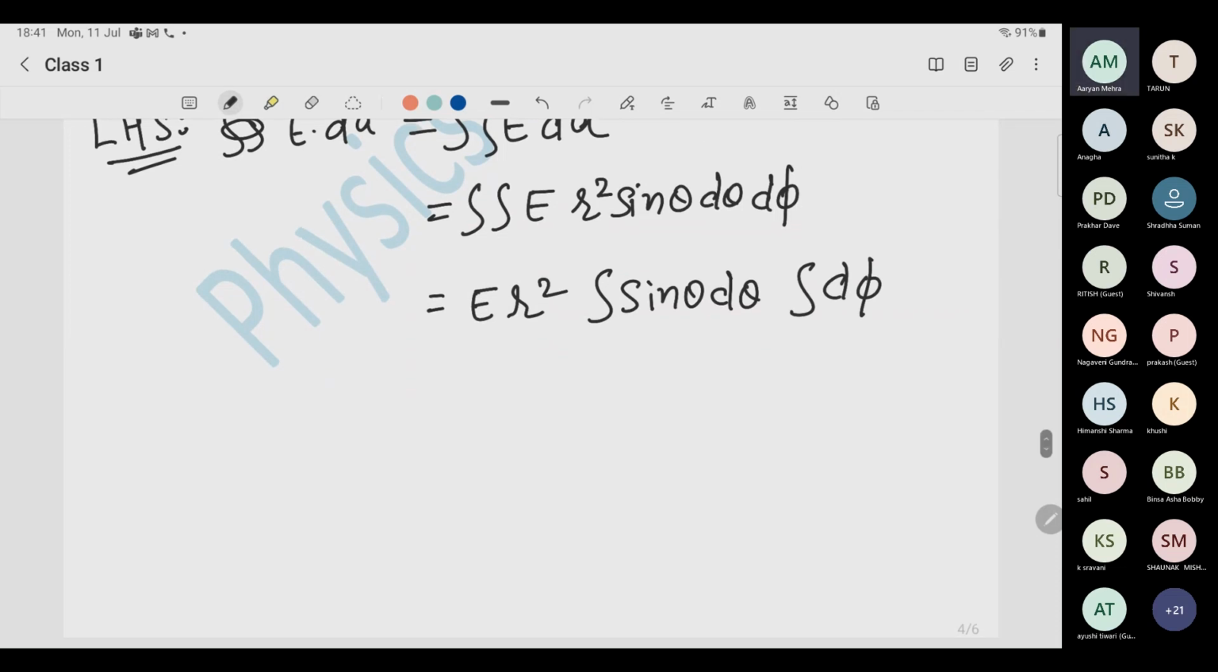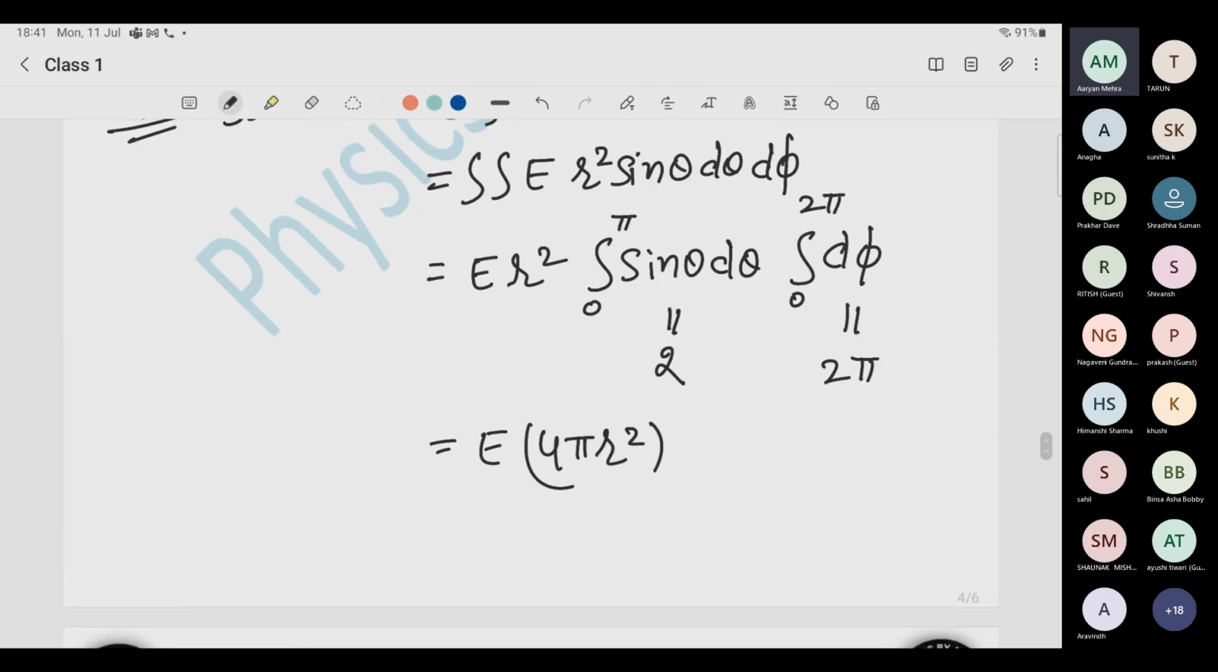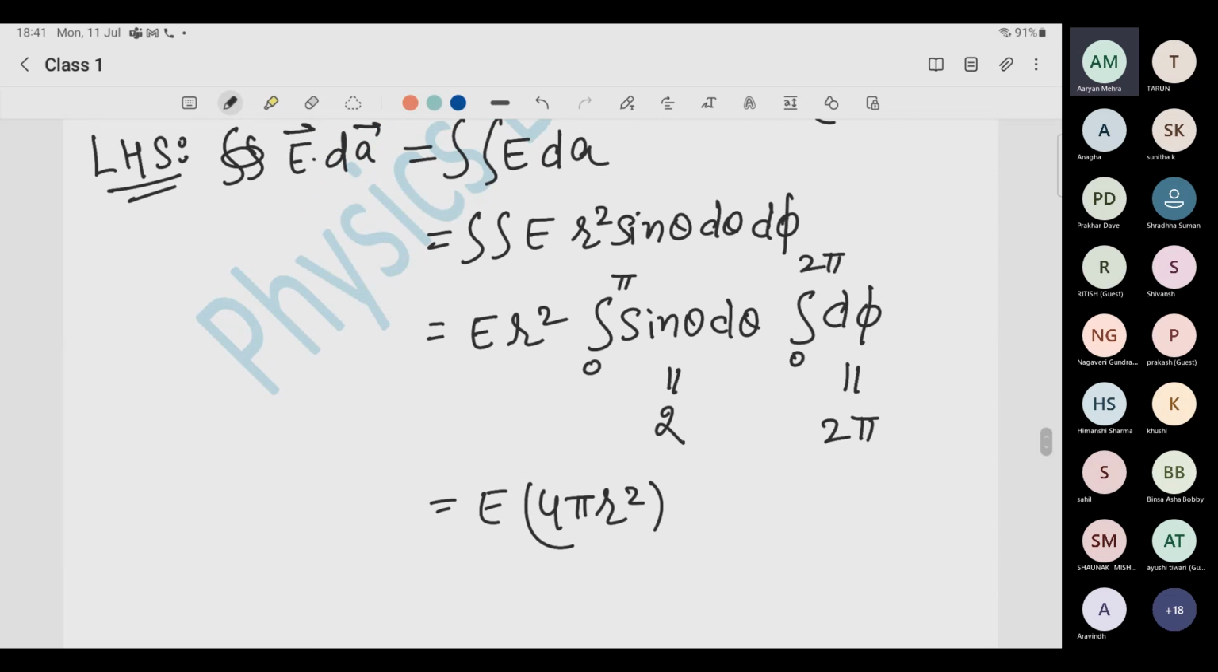Now you have a basic understanding of BSc. What is the limit of theta? Theta changes from 0 to pi. Everybody knows. And phi changes from 0 to 2 pi. So if you solve this, you will get 2. And if you solve this, you will get 2 pi. So what you will get? E into 4 pi r square. So now you understood. In questions, you directly use E into 4 pi r square. The area of this sphere is 4 pi r square, so you just used to multiply it. So now you understood how this 4 pi r square actually used to come.